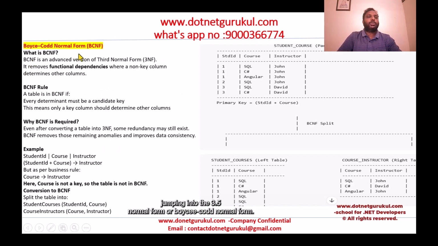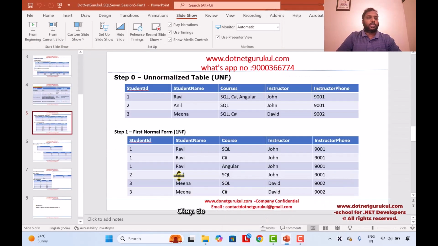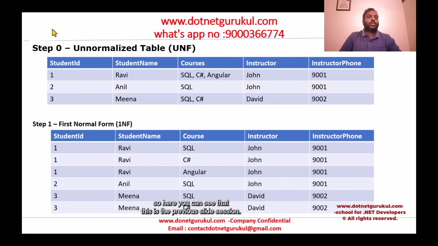Before jumping into the 3.5 normal form, the Boyce-Codd normal form, I wanted to recap the previous session. Here is our unnormalized table, with the student ID, student name, the courses, and the instructor phone numbers. This is a simple unnormalized table. In this table, the courses column has multi-valued attributes, a single column having comma separated values.